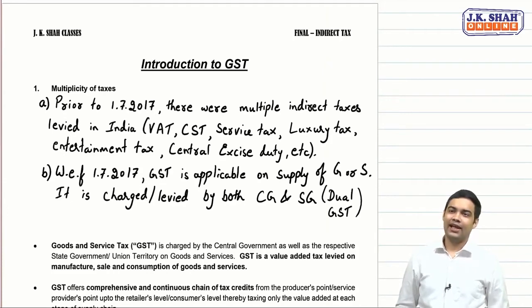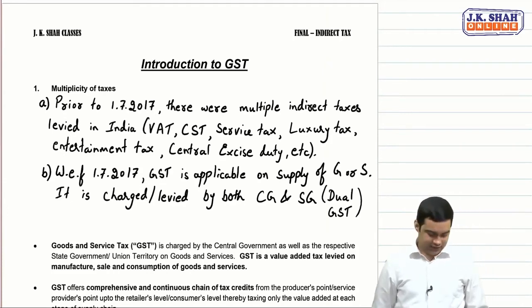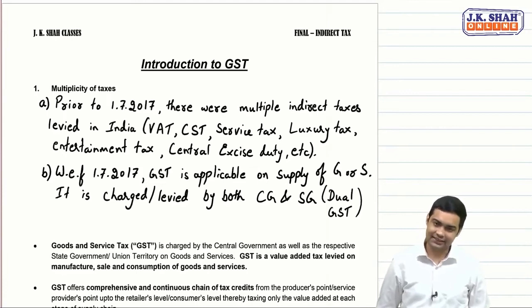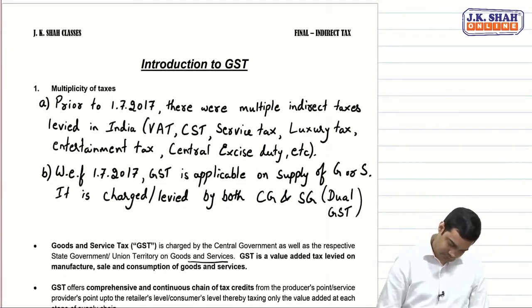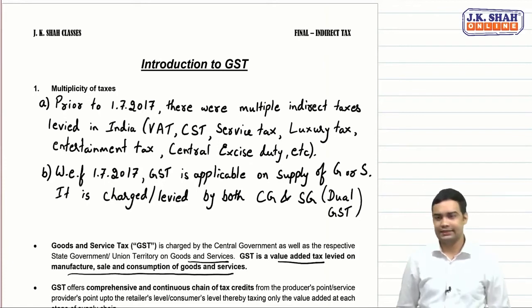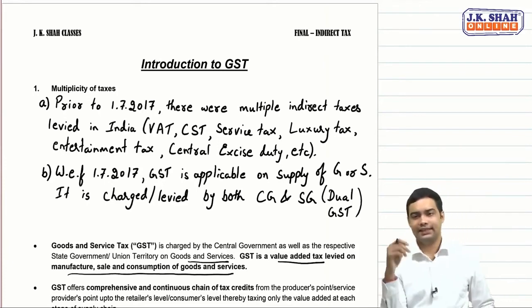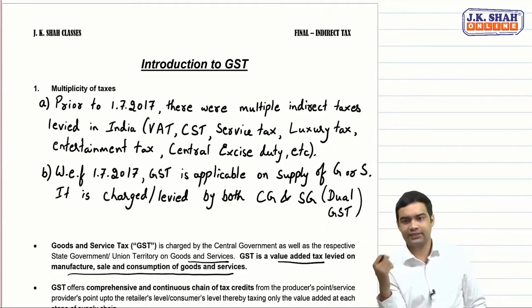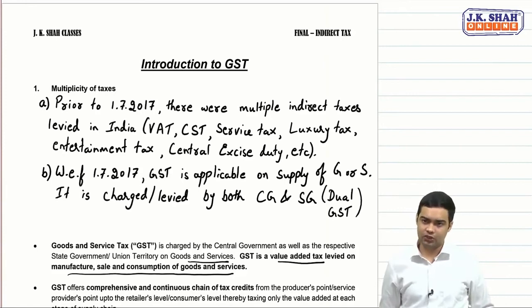Now, the first point below this says GST is charged by the central government as well as respective state government / union territory on goods and services. GST is a value added tax which is levied on manufacture, sale, consumption of goods and services. Why do we call GST a value added tax? After some time, we are going to discuss some illustrations regarding this, and when we come across those illustrations, we will deliberate more upon why GST is called a value added tax.